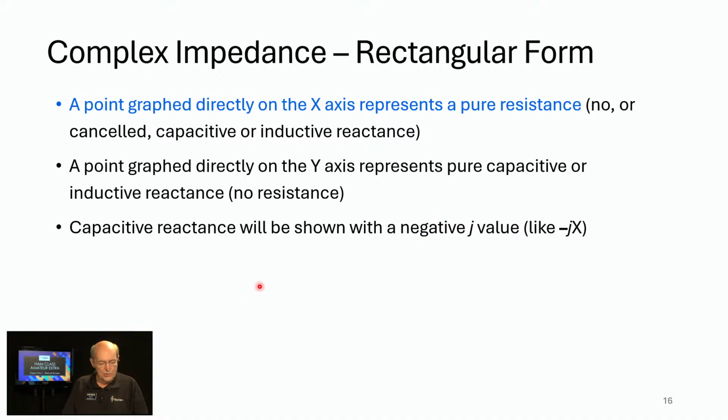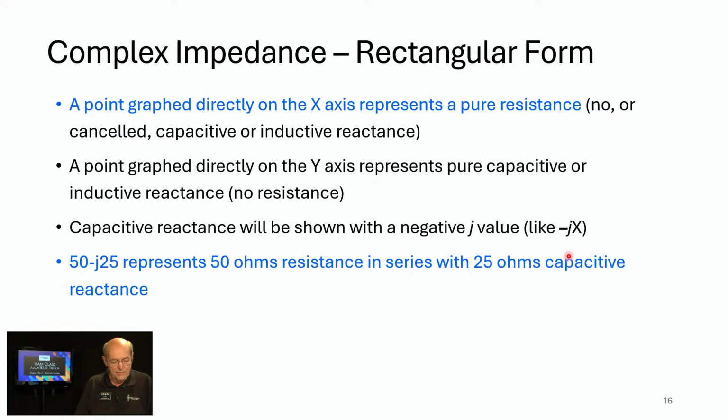Capacitive reactance will be shown with a negative J value, like minus J5, minus J3, whatever. 50 minus J25 represents 50 ohms of resistance, the real part, in series with 25 ohms capacitive reactance. Everything we're going to be talking about tonight is assuming the series case. There's obviously components connected in parallel, which is another area that exists out there, but we won't be dealing with that. We'll just be dealing with the series case throughout the evening.